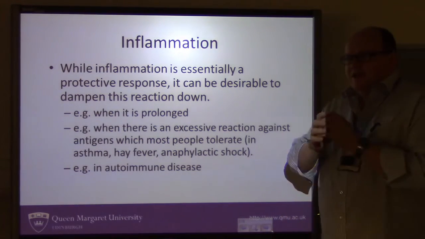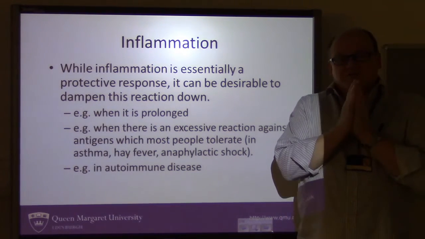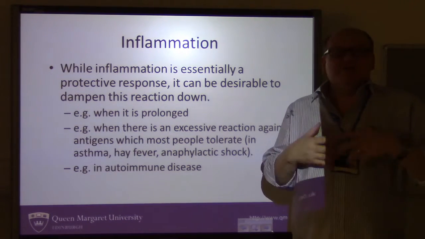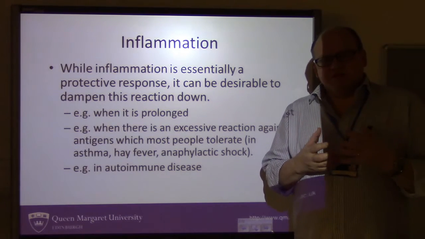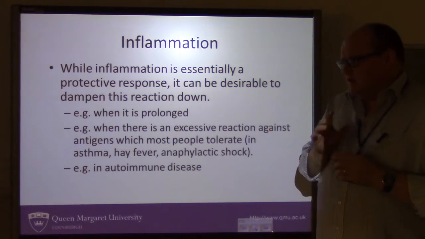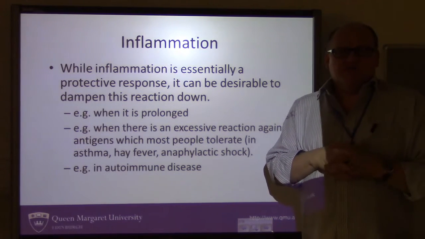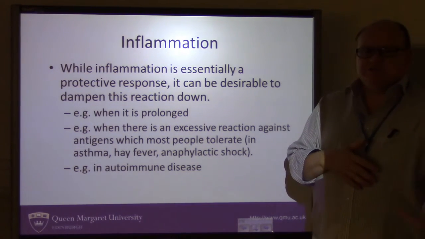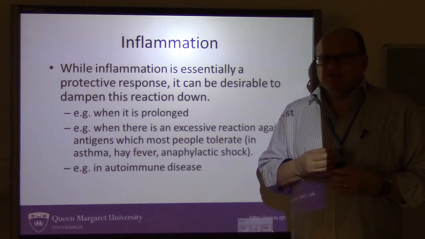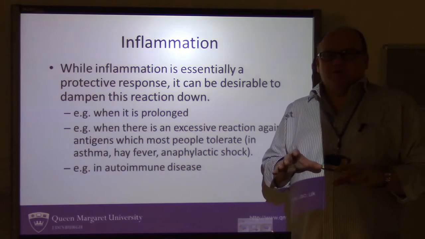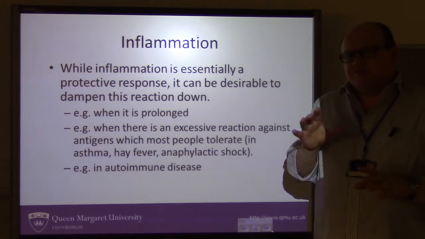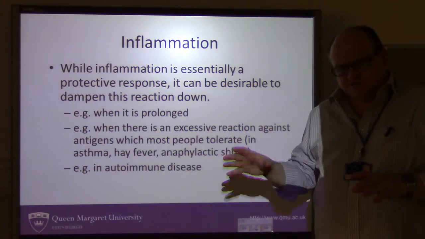Now, as we said, inflammation is primarily a protective mechanism. The area goes red, there's swelling, there's pain, there's heat. All of these are warning signs that something is not right. However, if you have a chronic inflammation, like rheumatoid arthritis or lupus or something like that, it can be advantageous to dampen that response down.